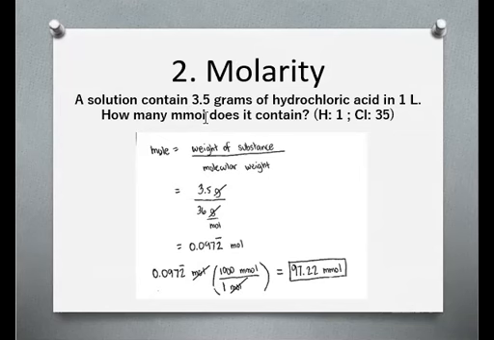And what is the formula for moles? To get moles, we have weight of substance divided by the molecular weight. So from the problem, the weight of the substance is 3.5 grams divided by the molecular weight. What is the molecular weight of hydrochloric acid? That is HCl, so you're just going to add these two. You have 35 plus 1, and you'll have 36. So divided by 36. And again, don't forget the units and the cancellation of units.